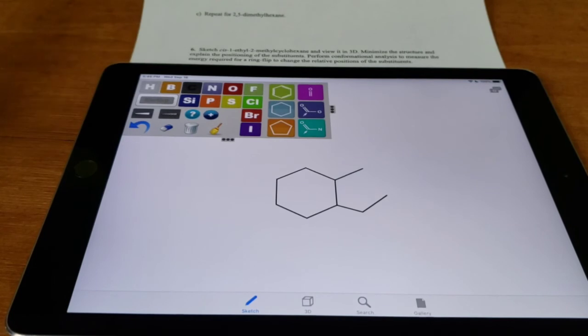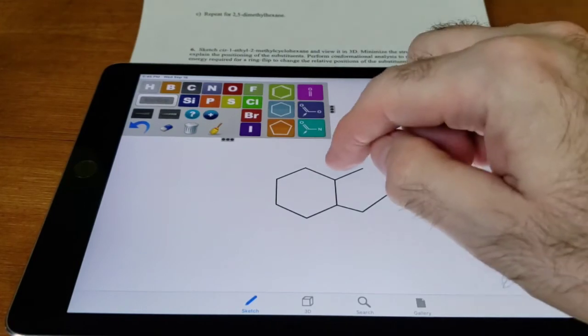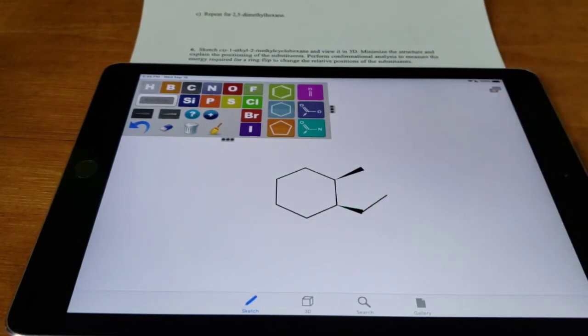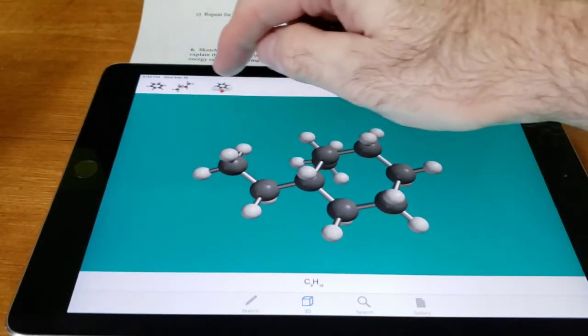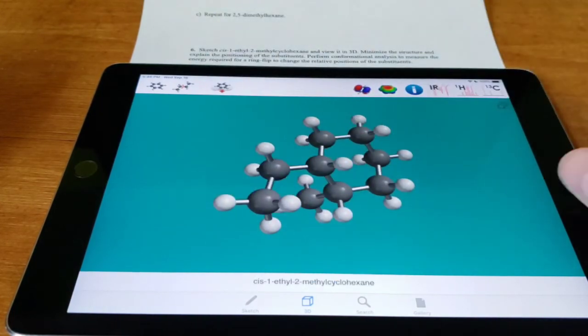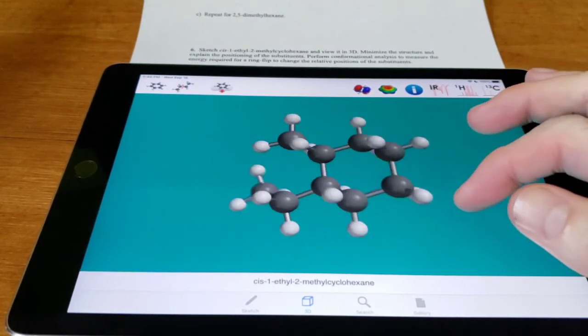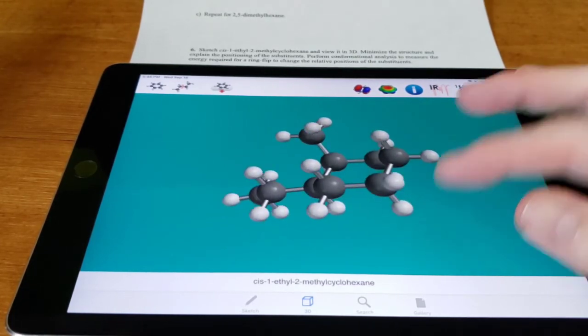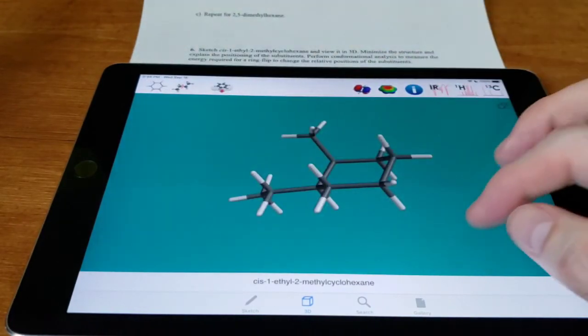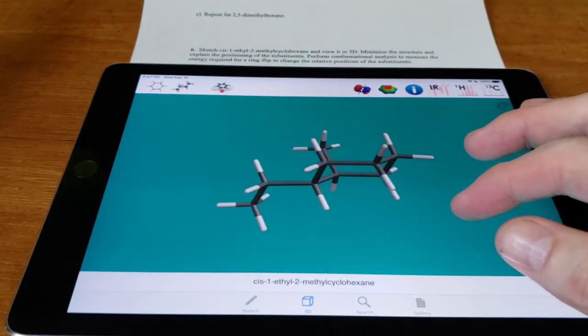And it specifically has asked me to make this molecule be the cis stereoisomer, which means both of these substituents are on the same face of the molecule. So I'm going to look at this in 3 dimensions and perform a minimization. It tells me this is indeed cis 1-ethyl 2-methyl cyclohexane. So I've got this one right. I'm going to simplify this molecule as just the stick figure.